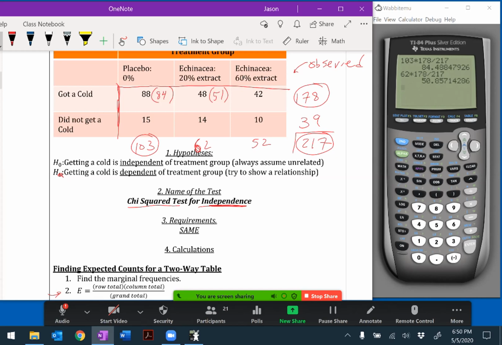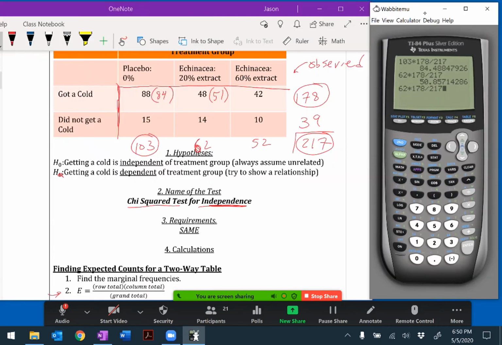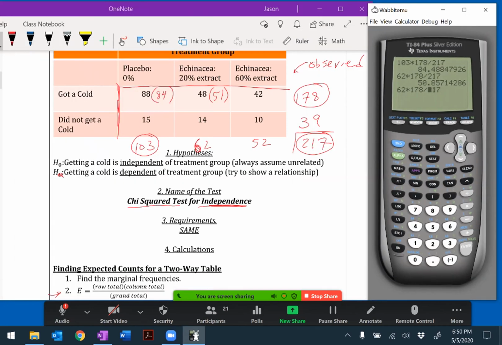Okay, I'm going to keep doing this. This is going to be 52 times 178. I'm just going to kind of cheat and copy and paste this. And then I'm going to do 52 instead of 62 this time. And that gives me 43. Okay, so that's 43. Now I'm going to do the bottom row.